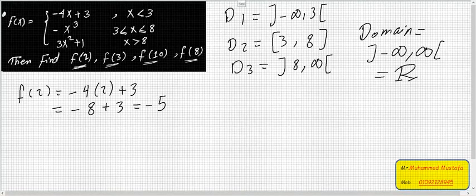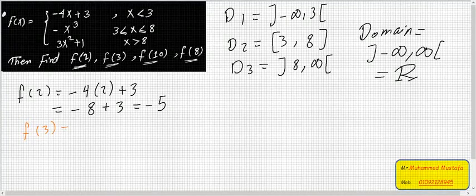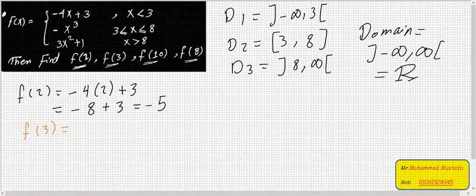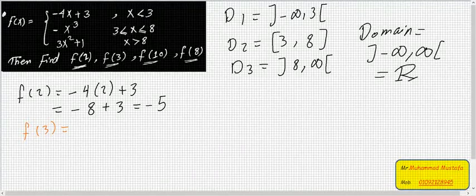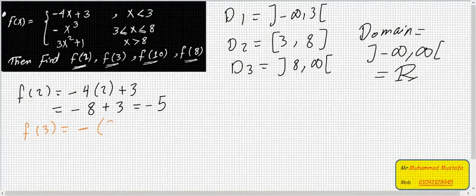What about the second? The second, F3. 3 belongs to the second rule, x between 3 and 8, greater than or equal to 3, so we can substitute in the second rule by x equals 3. Negative x power 3, negative 3 power 3, equals negative 27.